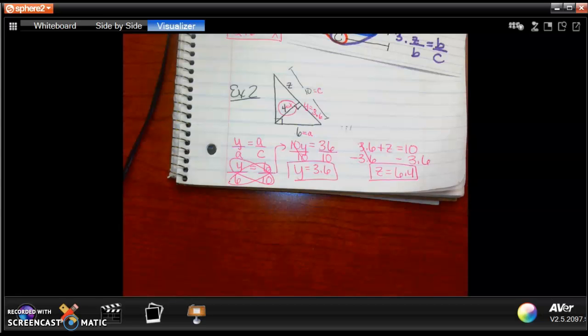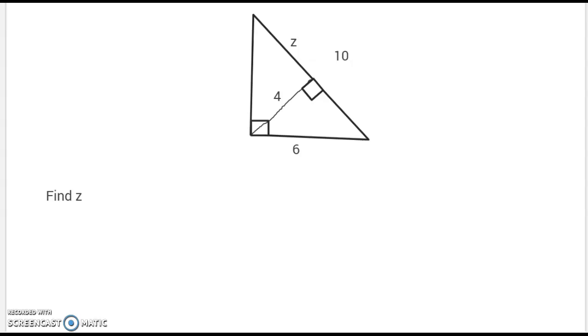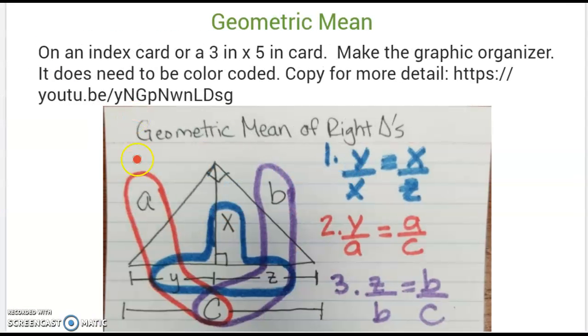And this is a demonstration on how to use the geometric mean. You are using your graphic organizer to help orient and set up the problem.